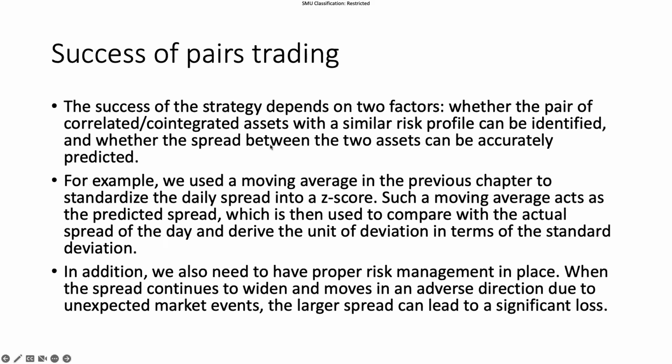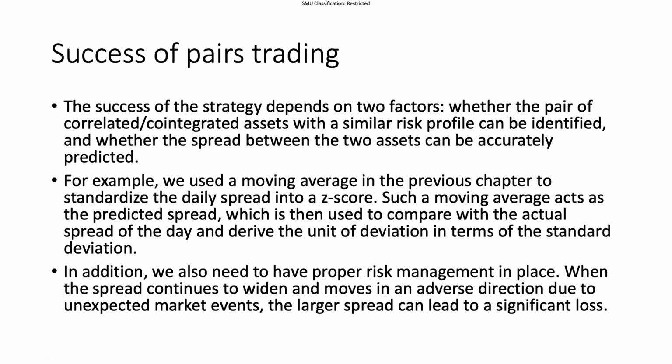All right, so there are a few factors that impact the success of a pairs trading strategy. The first one is our ability to find the pair of co-integrated or correlated assets. So we need to loop through each pair of assets in a set of assets, and then conduct the statistical test. So that's the first factor. The second factor is: can we accurately predict the spread between these two assets? This is a second major component that determines the generation of our trading signals.